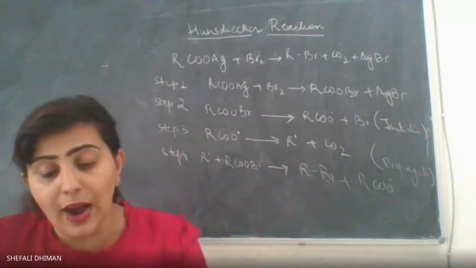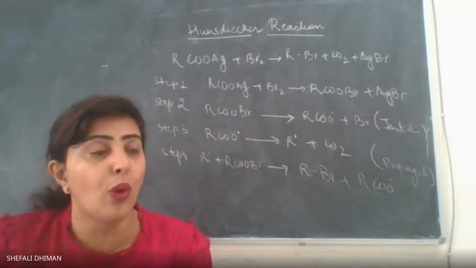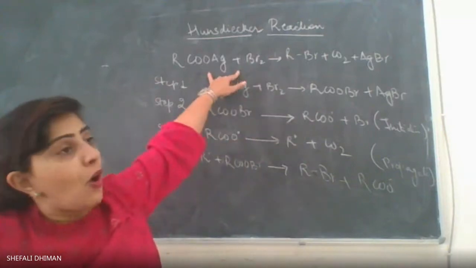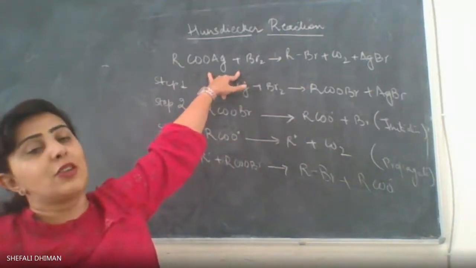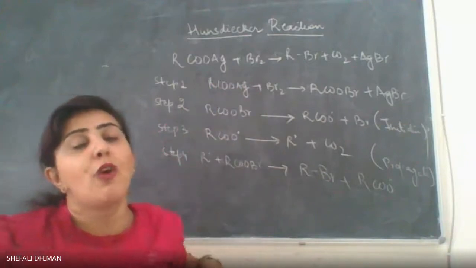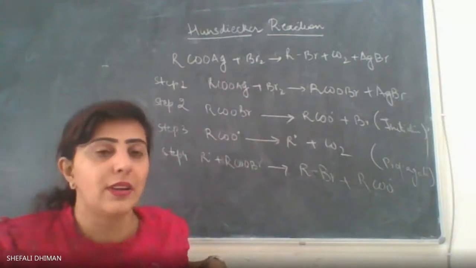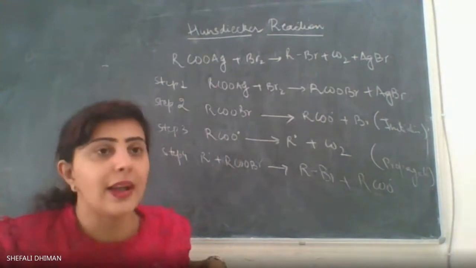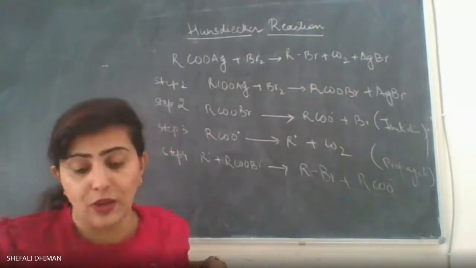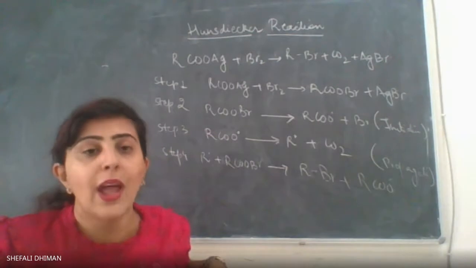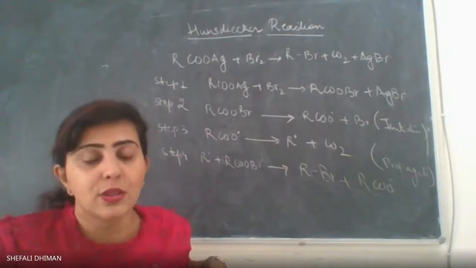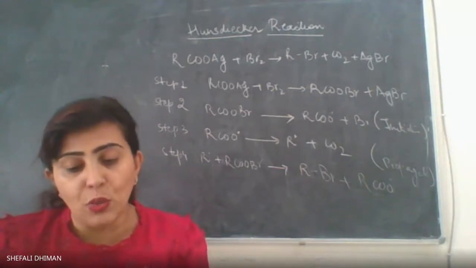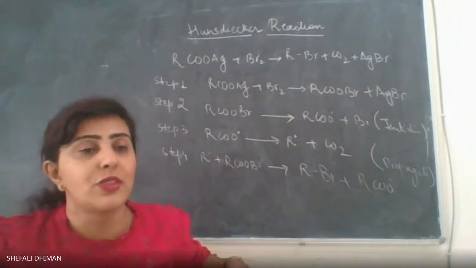You form RCOOR as the product. So when you take a 2:1 ratio of the silver salt of the acid and iodine, the product formed is not the alkyl or the aryl halide, but it is the ester. And this is called the Simonini reaction. When you take a 2:1 ratio, you get the product which is RCOOR.